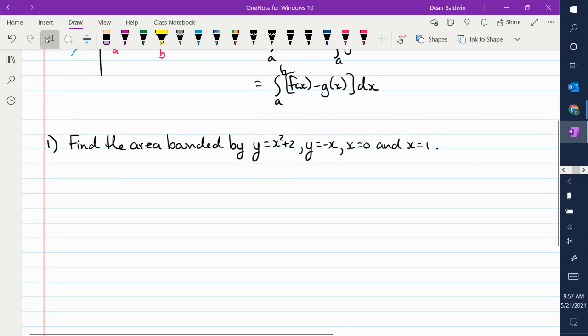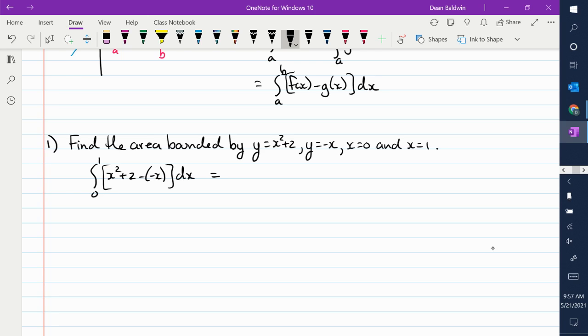So our integral is 0 to 1 of x squared plus 2 minus negative x dx. Simplify the integral before you do anything. So this one doesn't really simplify too much, but we can at least write plus 2 plus x. We'll need a double negative there.